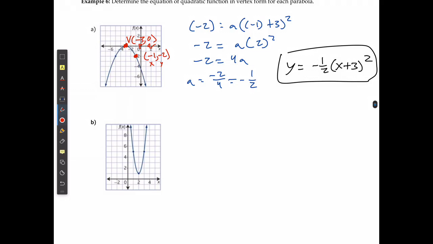For the next one, I have a vertex at the point (2, 1). I have another point that it goes through, which is at the point (3, 5). I could use this point over here as well. There's my x, my y, my p, my q.